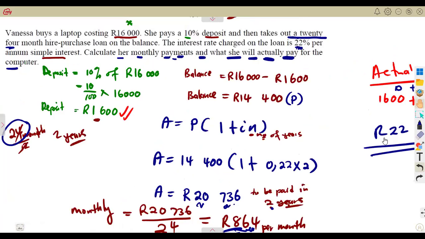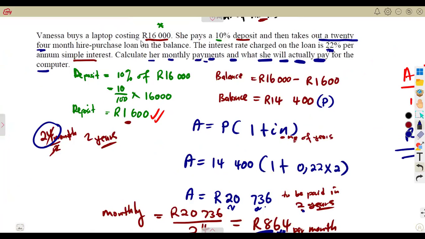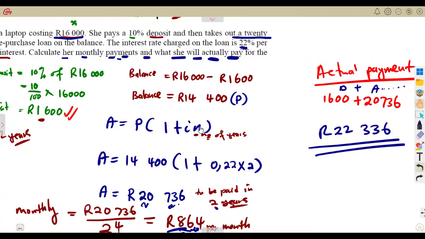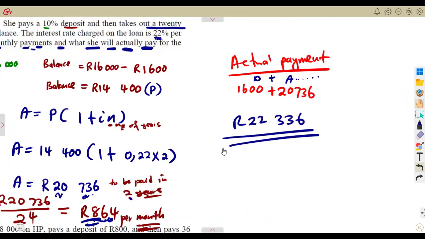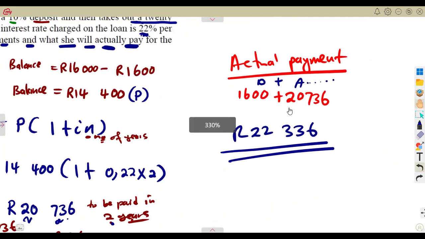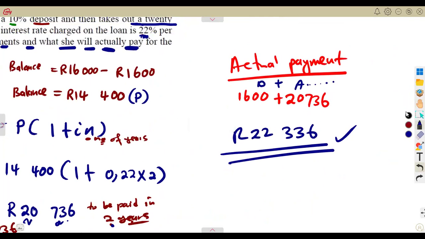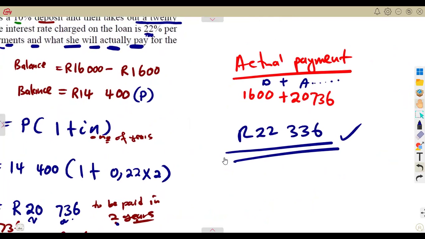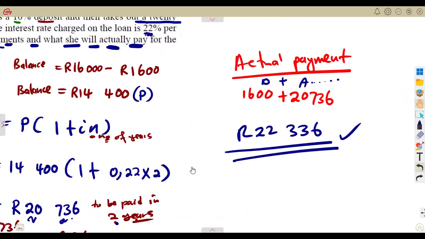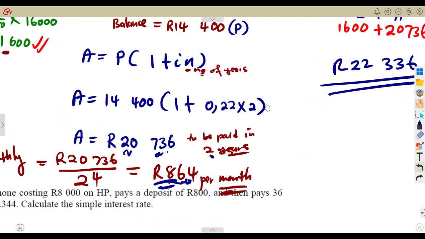The laptop, which was supposed to be paid 16,000 in cash, but because of the hire purchase agreement, the amount is going to be more. So she's going to be now paying 22,336 rand. All right, so this is what you were supposed to have attempted.